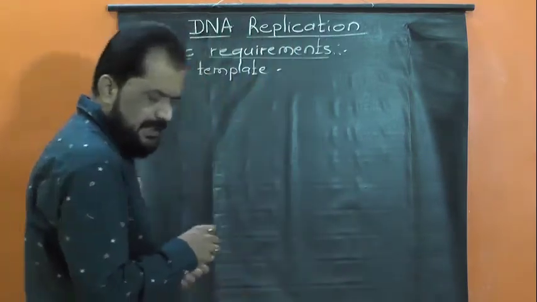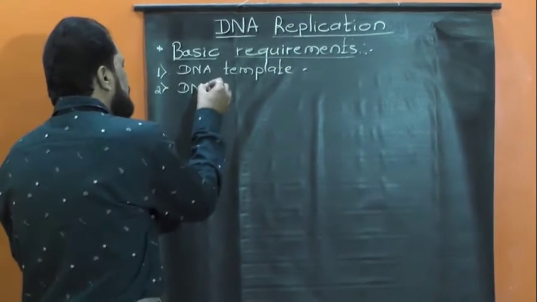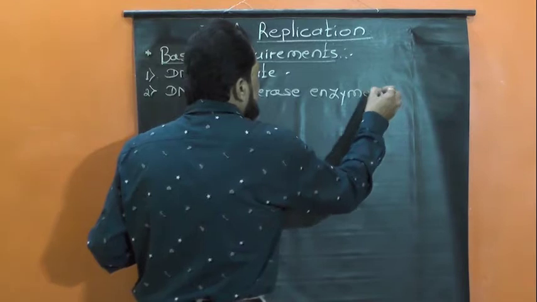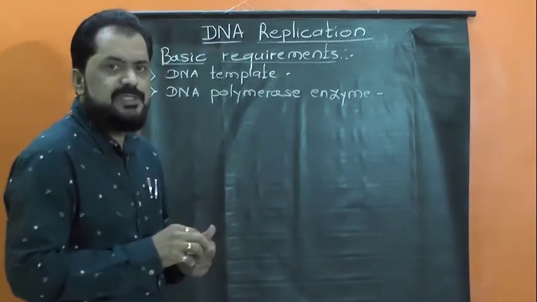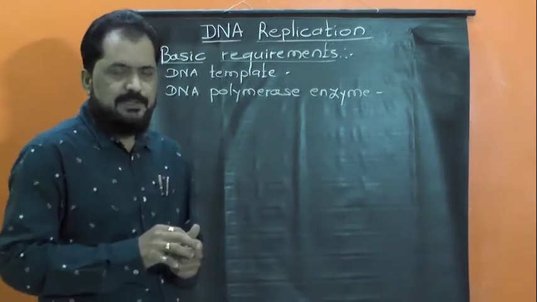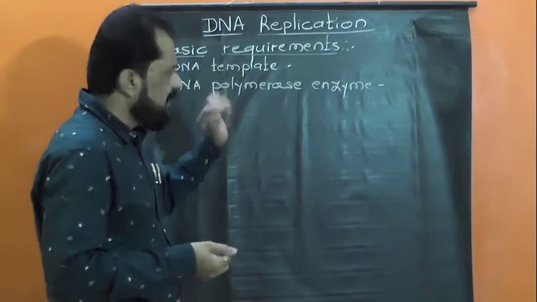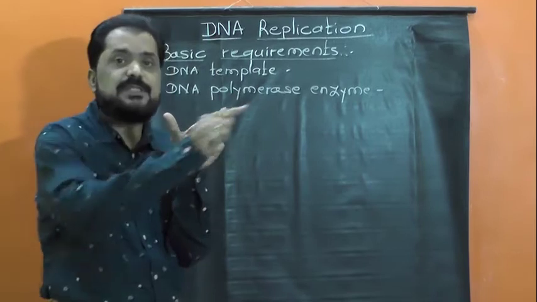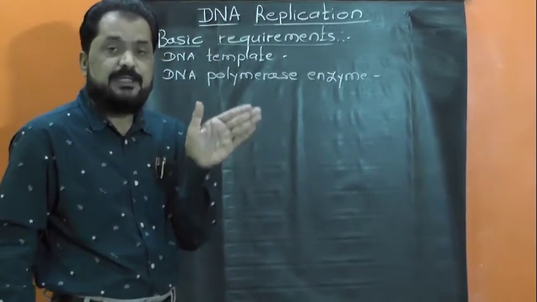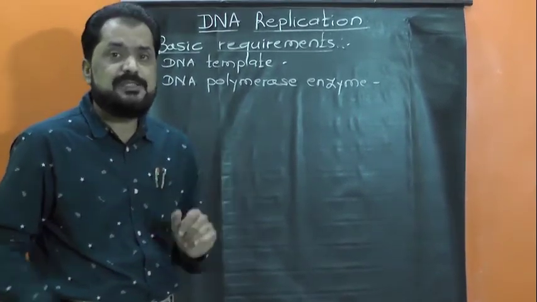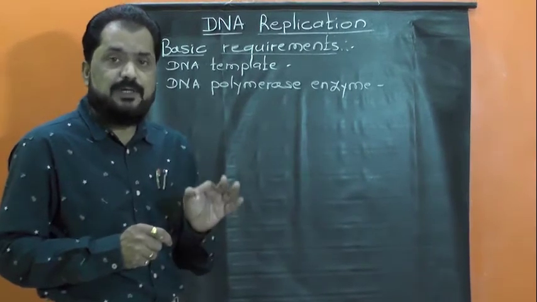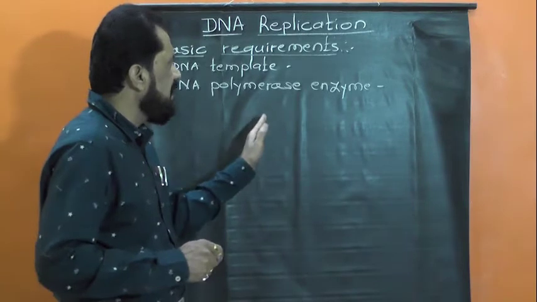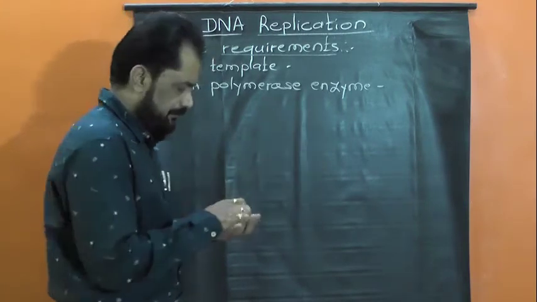Second, DNA polymerase enzyme. This enzyme is necessary for the synthesis of new strand on the old strand. Listen carefully. DNA template means the old strand on which the new strand is to be synthesized, and for the synthesis of new strand, whatever important enzyme is necessary is known as DNA polymerase enzyme.